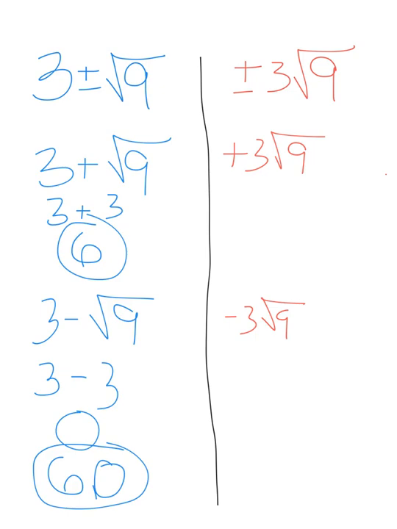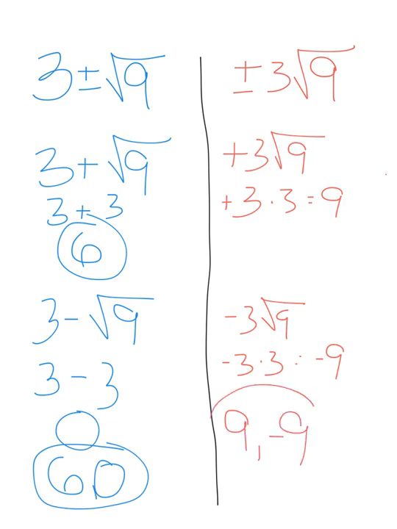Positive 3 square root 9 really means, well, the square root of 9 is 3, so we end up with positive 3 times 3 equals 9. In here, we have negative 3, square root of 9 is 3, so times 3 gives us negative 9. So in this example, we end up with the positive negative root, positive 9, negative 9. So just be careful when we're working with these solutions.